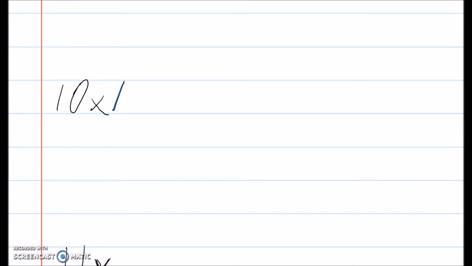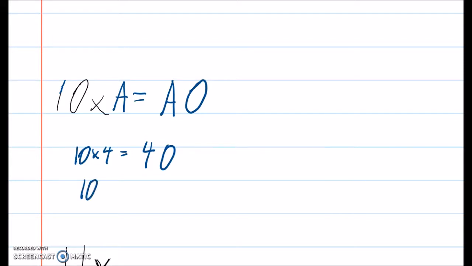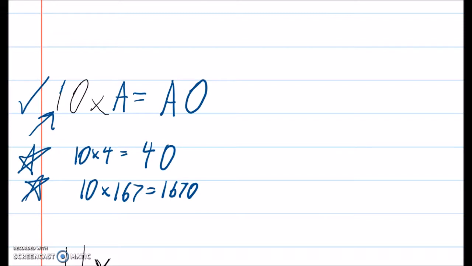So 10 times anything. Whatever that anything is, you write that down, exactly that, and you just add a 0 afterwards. So let's say it's 10 times 4. I write the 4 down, and I put a 0. 10 times 167 equals 167 with a 0 afterwards, or 1670. Okay, so that one's really easy. I love this one. Okay, real easy. Star, star, awesome and easy.